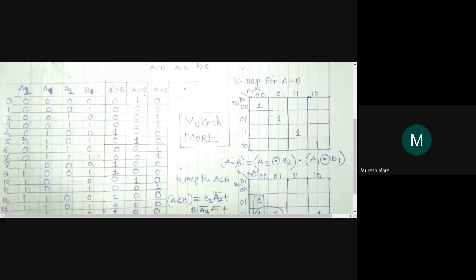In the fourth entry, 0 1, so A is greater and B is less. So A is greater than B. I am writing here 1. In the next column, 0 1 0 1, both are equal. So I am writing A equal to B is equal to 1.